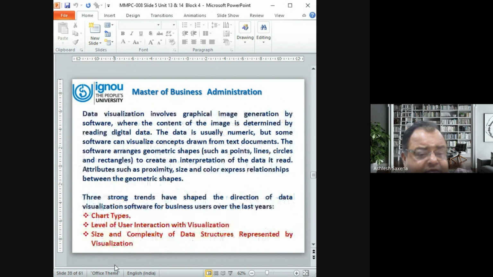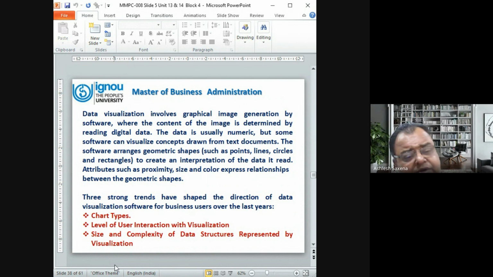Data visualization involves graphical image generation by software, where the content of the image is determined by reading digital data. The data is usually numeric in nature, but some software can visualize concepts drawn from text documents. The software arranges geometric shapes such as points, lines, circles, and rectangles to create an interpretation of the data it reads. Attributes such as proximity, size, and color express relationships between the geometric shapes.